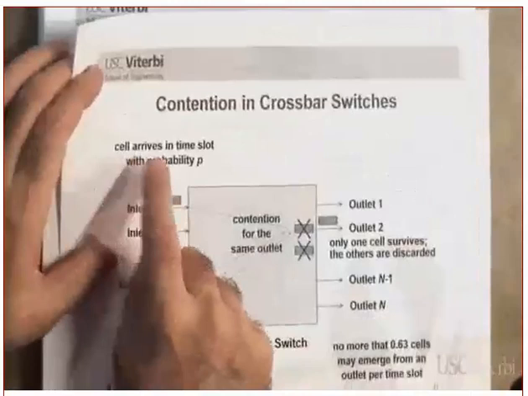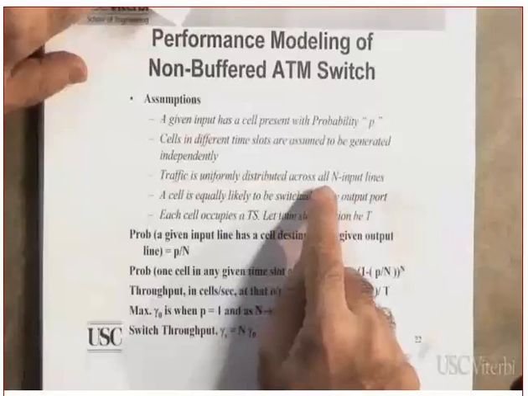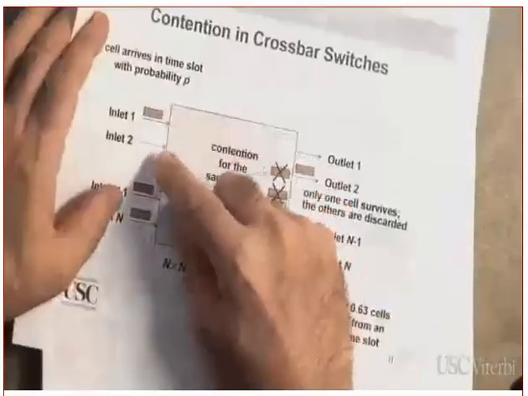One more time. What am I looking at in here? I'm looking at a particular output. See if there is a cell. What is the probability that there is a cell? To have a cell in here, I need to have at least one of the inputs having a cell sent to that particular output. Yes? At least one of them.